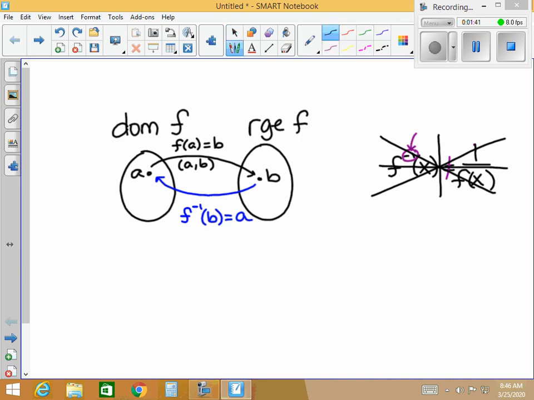Now, notice what's going on here. When we say f inverse of b is equal to a, that's the same thing as saying that (b, a) is a point on the graph of the inverse. Also, since b is the number that went into the inverse function, that means the blob over here on the right is the domain of that inverse function. Okay, b is the number that went into it. And since a is the number that came out, the set of numbers that comes out of a function is the range.